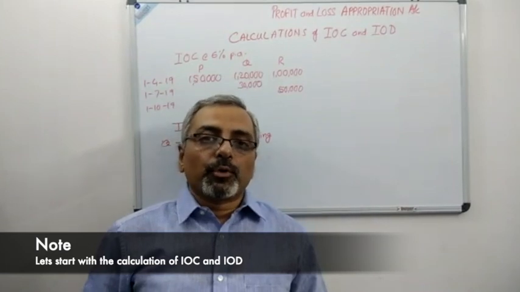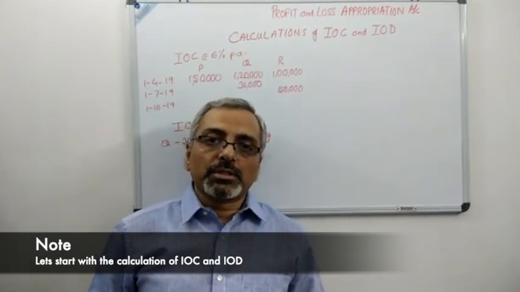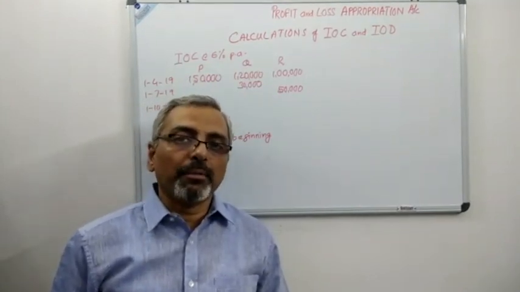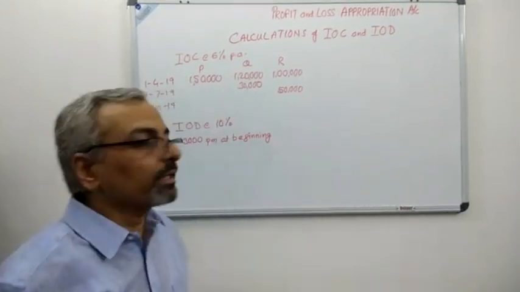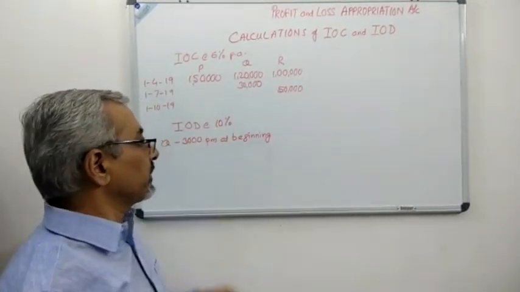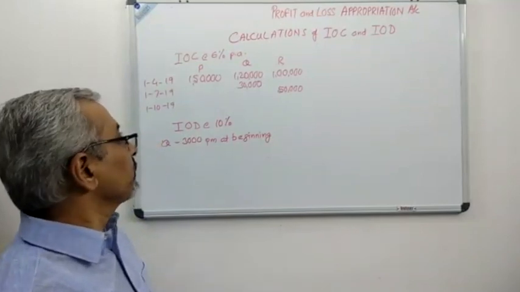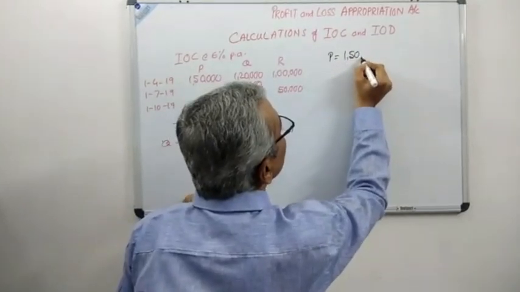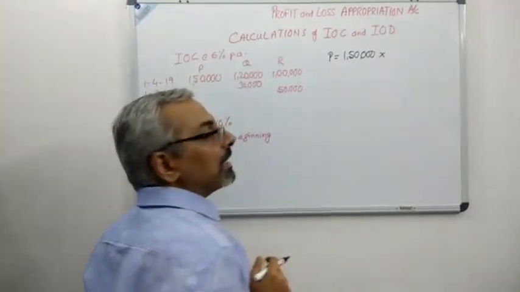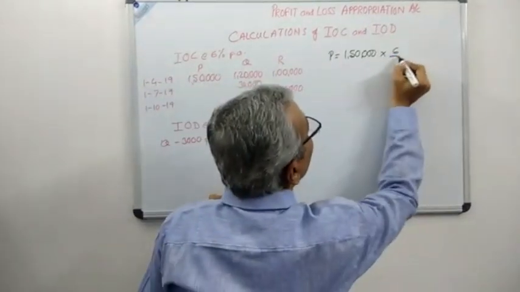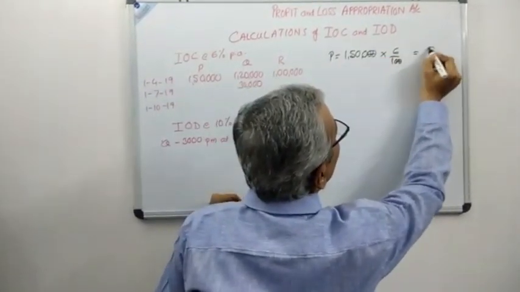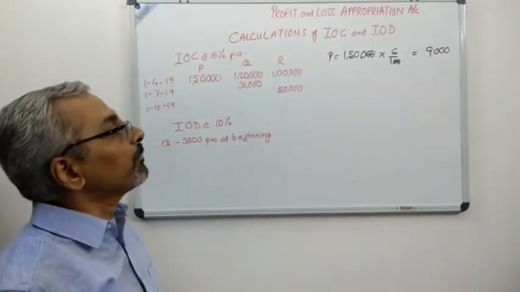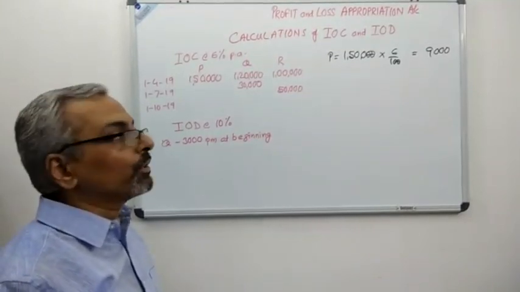These are the things which have to be taken into mind when we prepare the profit and loss appropriation account. Before making the account, we'll start with the calculations first. Let us calculate the interest on capital and interest on drawing as given in the question, 6% and 10% respectively. We'll start with the interest on capital of the first partner P, who has invested only 1,50,000, and that also in the beginning of the year. So 1,50,000 into 6 by 100 gives us the interest as 9,000. So the interest on capital to be paid to P by the firm is 9,000.